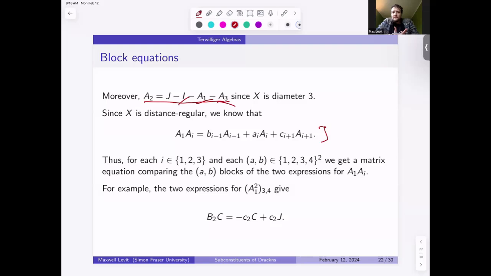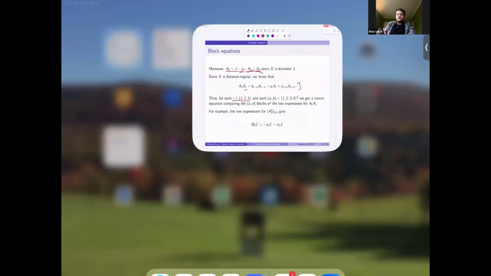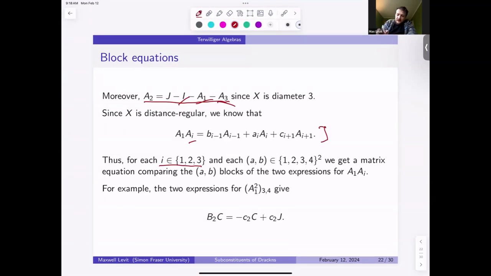And now we're going to be able to start using that 3-term recurrence to get a bunch of equations, but now we restrict our equation to the individual blocks. So for each thing I multiply with the first adjacency matrix, say, and for each block here, I get some sort of sub-equation. And so in particular, I could look at the sub-equation for A1 squared 3, 4. And what would that be?